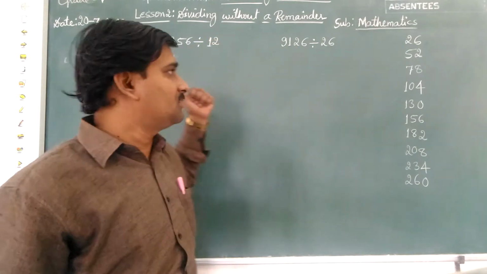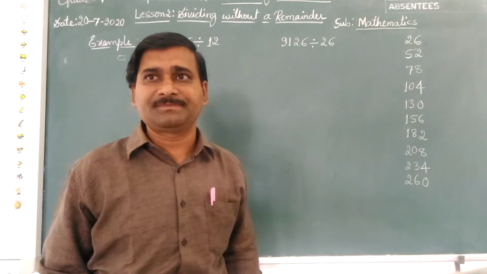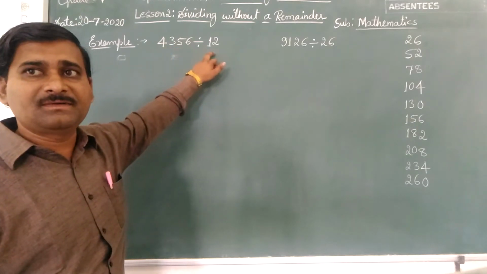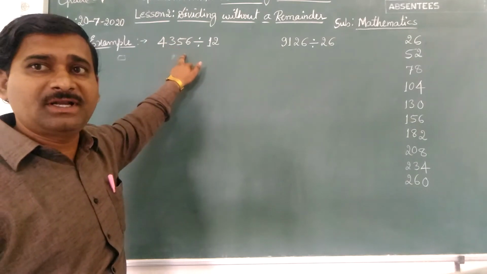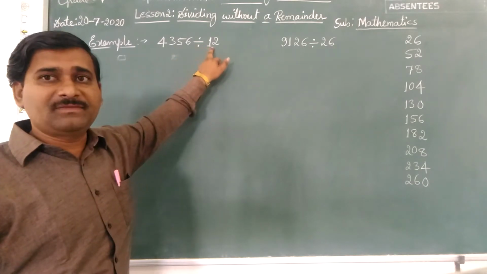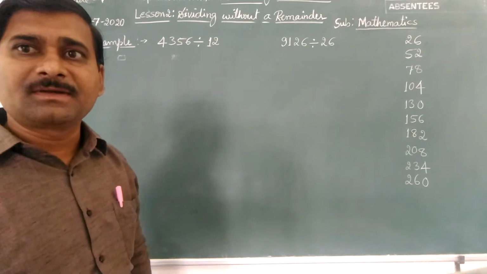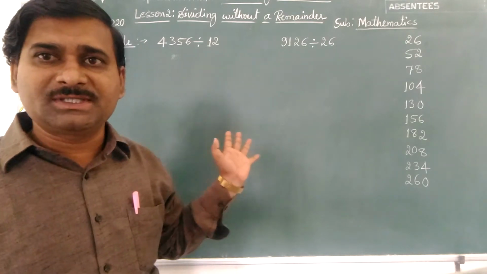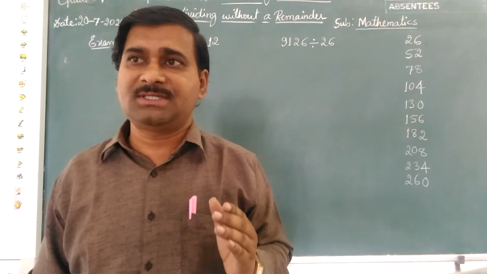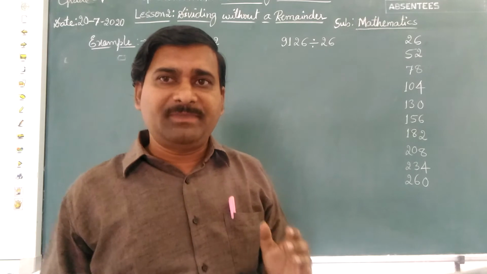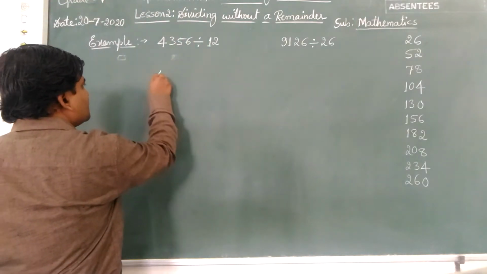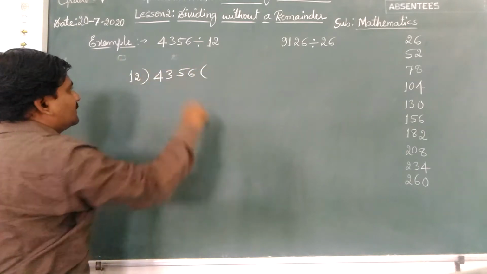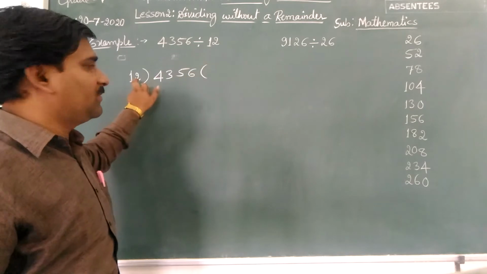So see children, I have written 2 examples here on the board. Here one is 4356 divided by 12. So 4356 is called dividend and the number 12 is called divisor. Before starting division, you must know the steps of how to divide. The first step is to write this down in your convenient way: 4356 divided by 12.